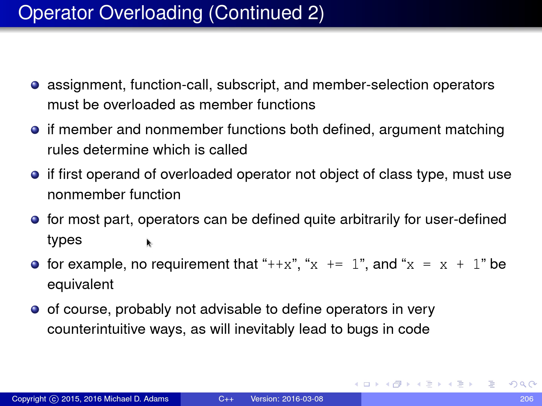For the most part, the language doesn't really impose any restrictions on you in terms of what the meaning of your user-defined operators are. In other words, there's not really any semantic requirements imposed by the language. For example, if you have some type for which it makes sense to increment the value of an object of that type, there's no requirement that plus plus x, x plus equal to 1, and x equal to x plus 1 be equivalent, where x is some user-defined type that you've created.